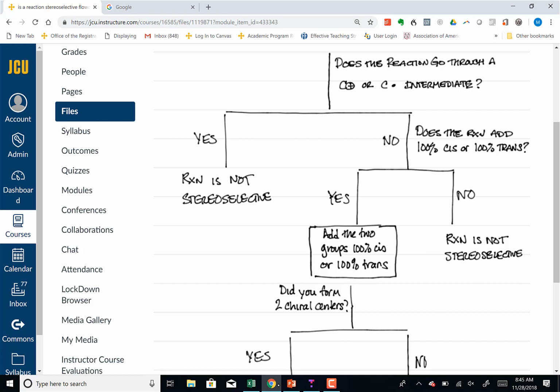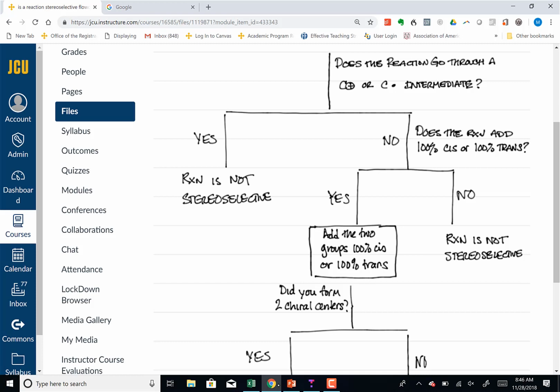Does the reaction then go 100% cis or trans? If the answer is yes, it could be, but we haven't confirmed that yet. So then you do the same thing: add the two groups cis, add the two groups trans, and then we can cut right to the chase. Did you form two chiral centers? And if you did, and the reaction's 100% cis or 100% trans, it's going to be stereoselective automatically.